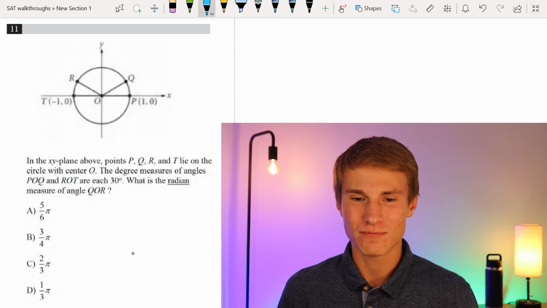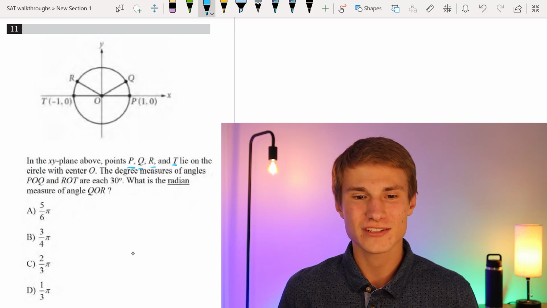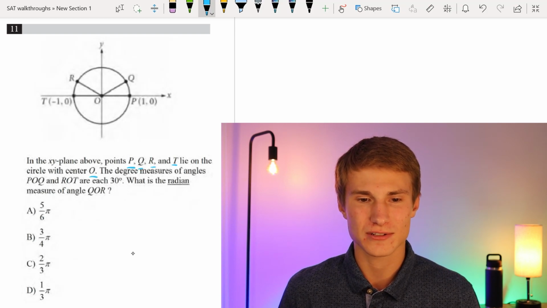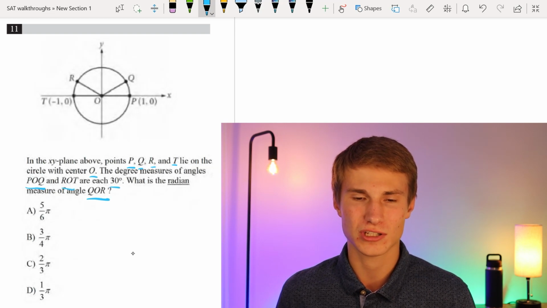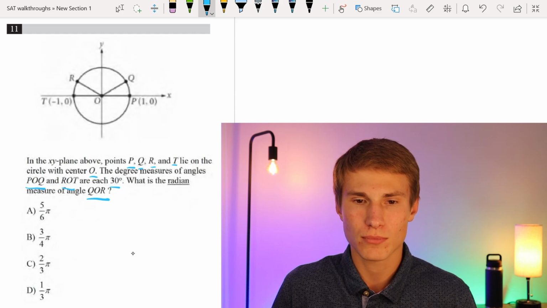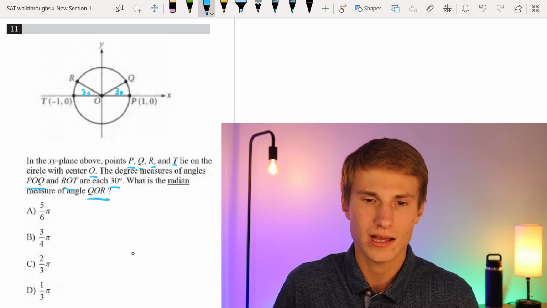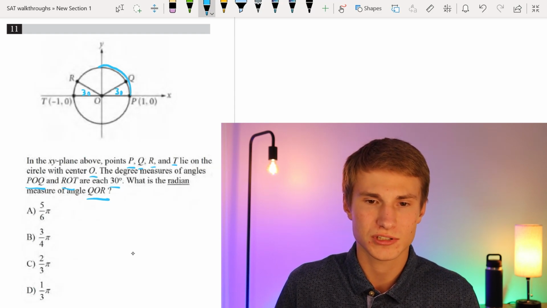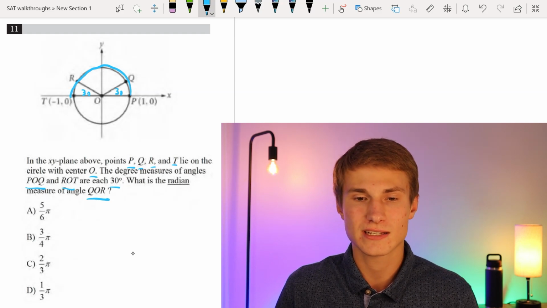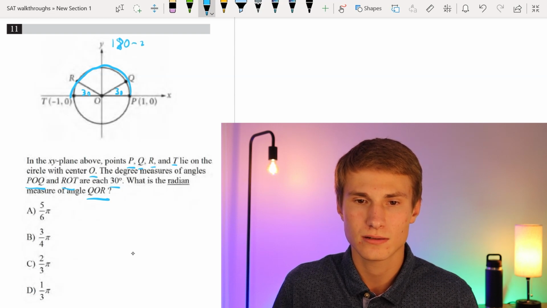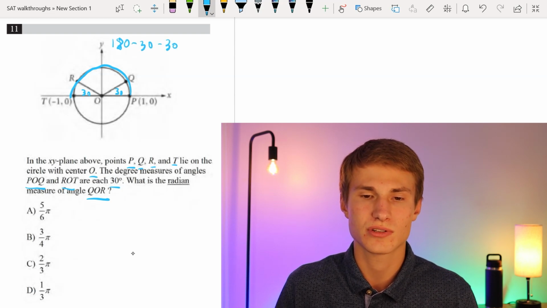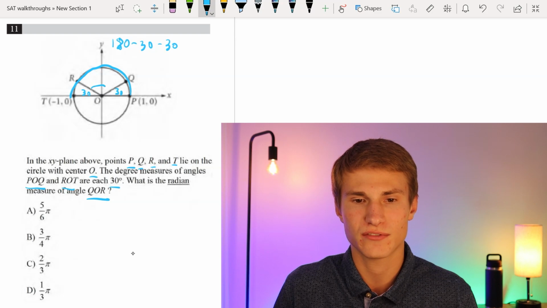In the xy plane above, points P, Q, R, and T lie on the circle with center O. The degree measures of angles POQ and ROT are each 30 degrees. What is the radian measure of angle QOR? So we can go ahead and mark in our 30 degrees. Now we see that we have a semicircle, which I'm going to mark in blue. The number of degrees in a semicircle is 180, so we can go ahead and do 180 minus 30, and then minus that other 30 to solve for the degree angle of QOR.